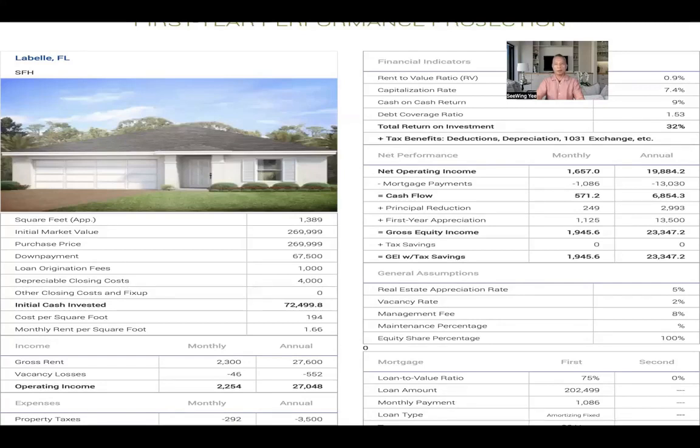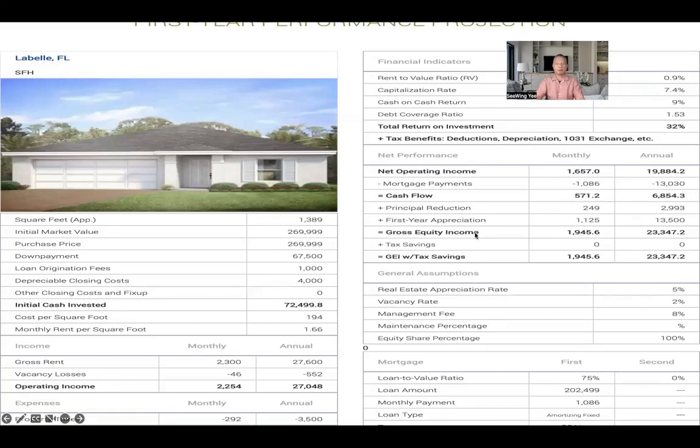Again, I'm not going to discuss the numerical formulas, which are very desirable: almost a 1% rent to value ratio, capitalization rate of 7.4%, cash on cash return of 9%, and total ROI around 32% based on a 5% appreciation projection. So a very good first year projection. Keep that in mind. This is before. I call it before and after. Now you have the numbers, and it really is amazing. Right? Who would have thought?